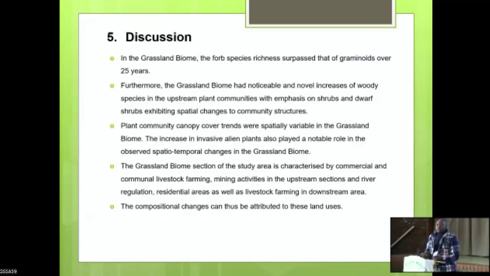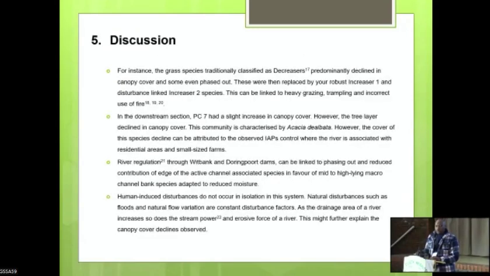The grassland biome is associated with different land uses, like mining, agriculture, both commercial and communal land, and residential areas. All of these land uses could be a factor contributing to these changes. For instance, your normal decreaser species declined in the grassland biome and were replaced mostly by robust increaser 1 species. As well, in plant community 7, the decline in cover was mainly due to the decline in Acacia delbata, which was controlled and then boosted your indigenous species to come in.